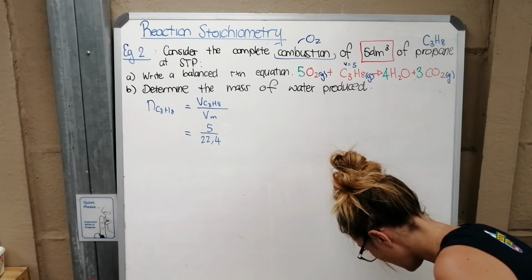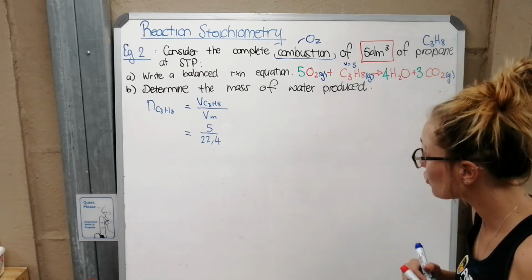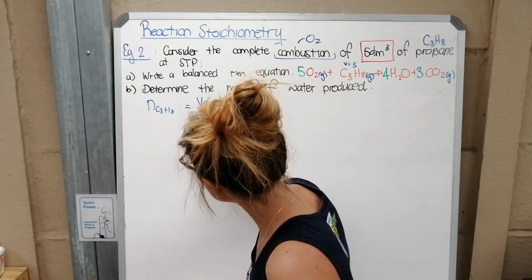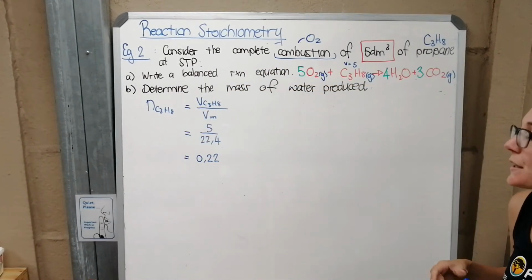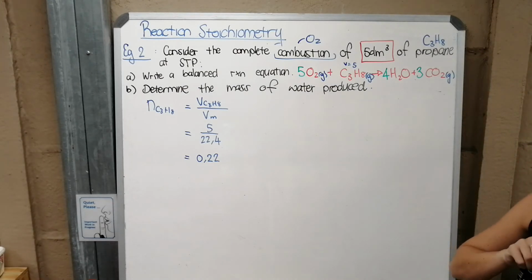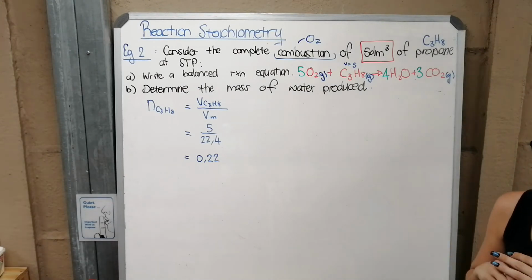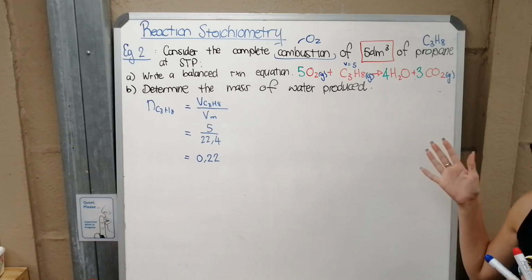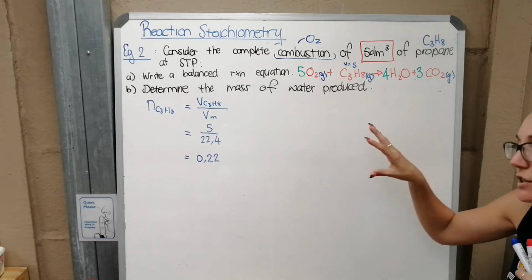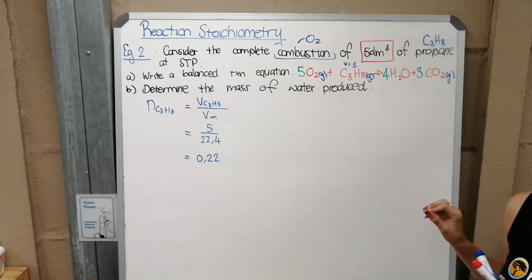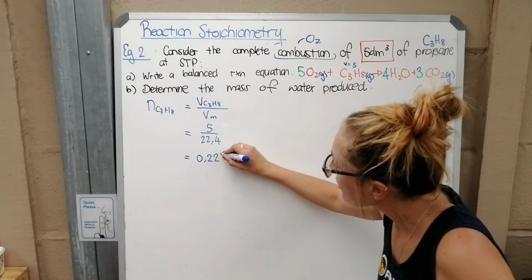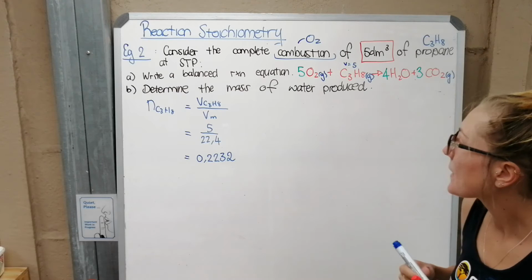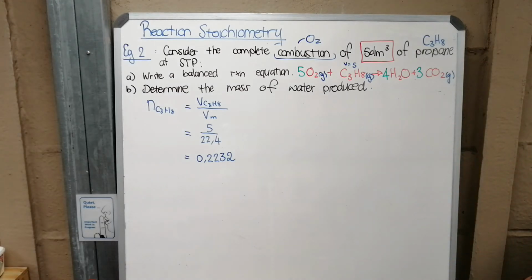Okay, and we get 0,22. So the number of moles of propane are 0,22. Now guys, when you're getting values that are quite small like this, I'd suggest that you keep 4 or 5 decimal places until you get to the very end. So only round off to 2 decimals at the very end. For now I'm going to call it 0,2232.